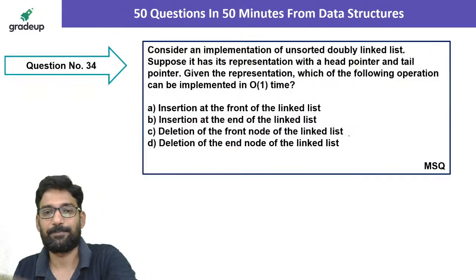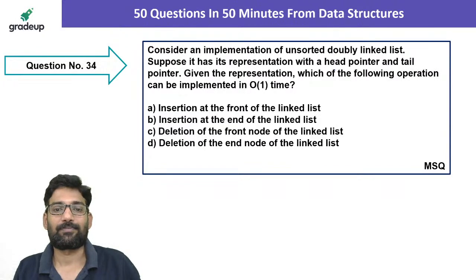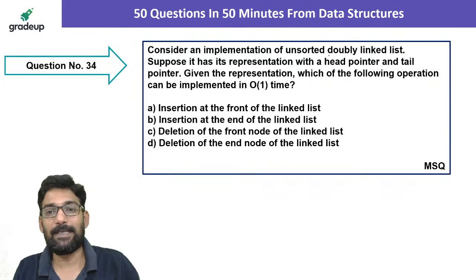Next question. Again MSQ. Now we have doubly linked list which can be implemented in big O of one time.